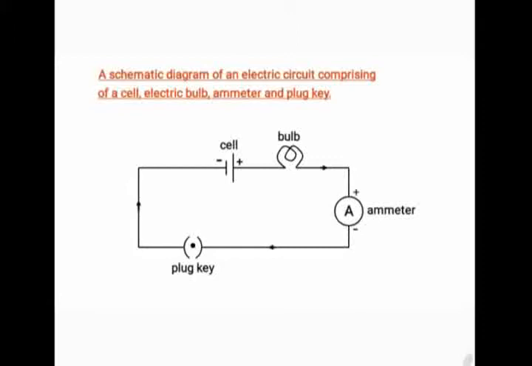Electric circuit figure. This is the schematic diagram of a typical electric circuit comprising a cell, an electric bulb, an ammeter and a plug key. The electric current flows in the circuit from the positive terminal of the cell to the negative terminal of the cell through the bulb and the ammeter.